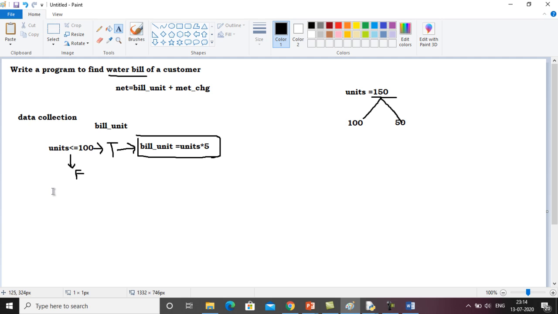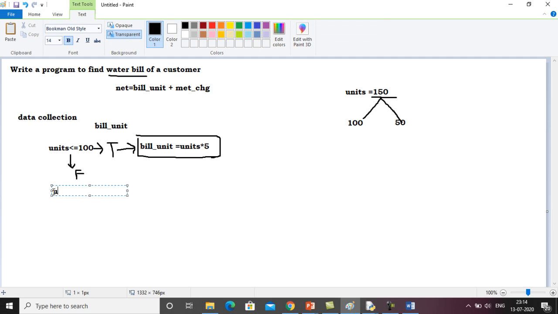So if the units are less than or equal to 250, because we know that for the first 100 units the charge is 5, then after the 100 units are complete, for the next 150 units the charge will be 10 rupees per unit.